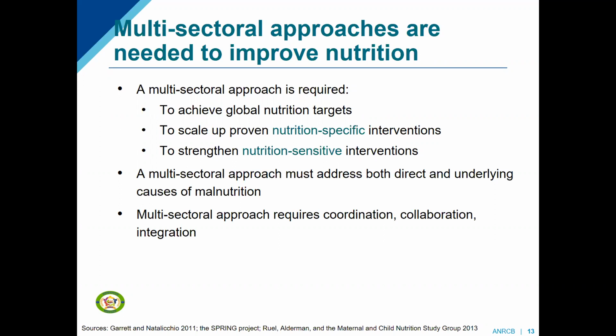Coordination involves exchanging information and working together on activities to achieve a common purpose. Collaboration involves parties working together, sharing resources, and enhancing each other's capacity towards that common purpose. Integration further involves joint planning and implementation from the outset.